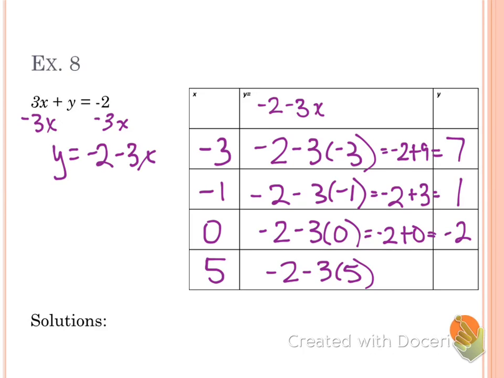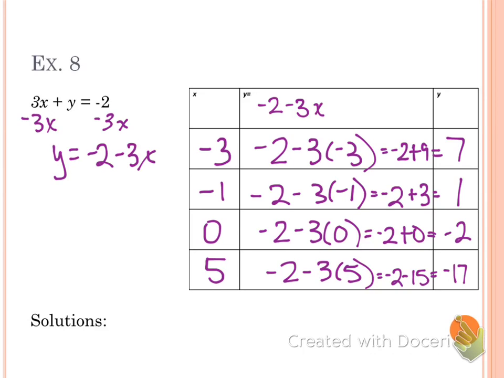And on that last one, Jeriel, what did you get? Negative 2 minus 15. Because the 5 is positive. They're both negative, so we add and keep it negative. Both of the numbers are negative, so we add the numbers and keep it negative. Negative 17.